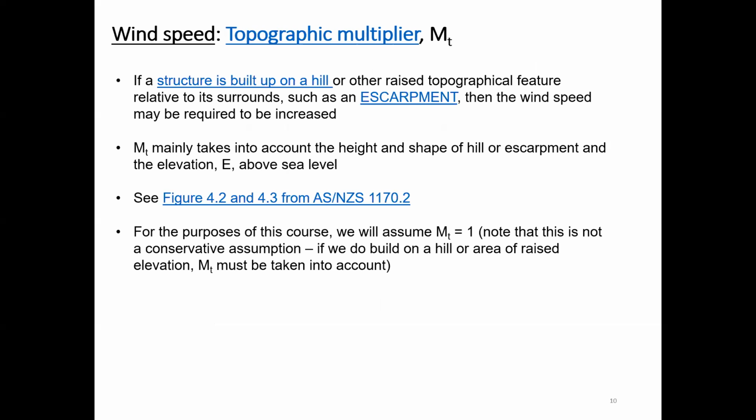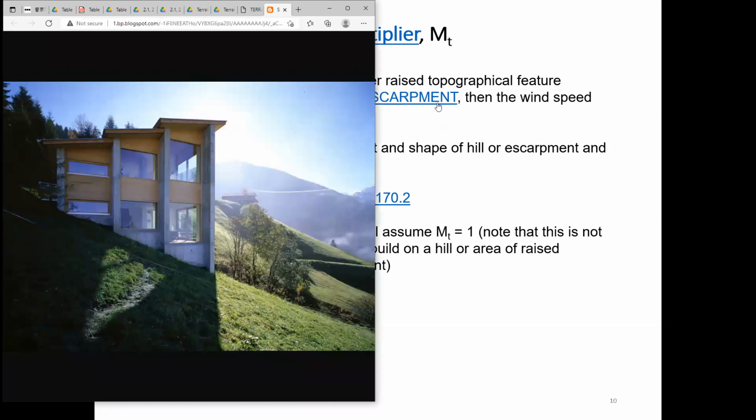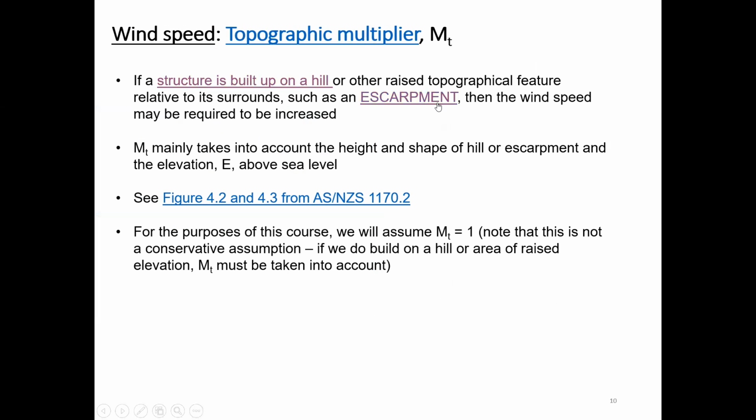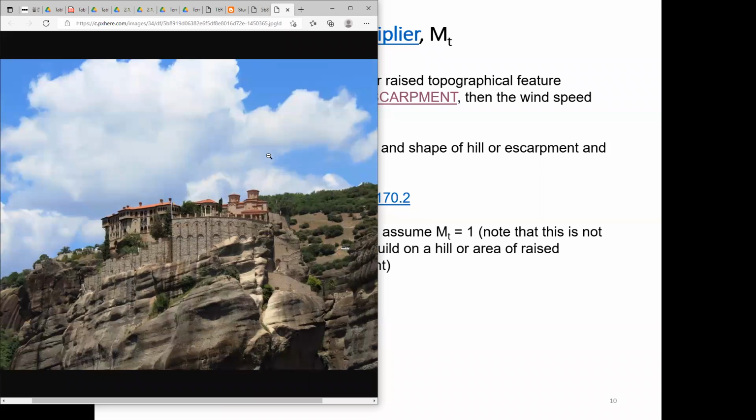Topographic multiplier, okay? If a structure is built up on a hill or other raised topographical feature relative to its surroundings, such as an escarpment, then the wind speed may be required to be increased. So you could get a structure like this, built up on the side of a hill. What's an escarpment? Something like that. Obviously you can imagine the wind's going to be quite significant.